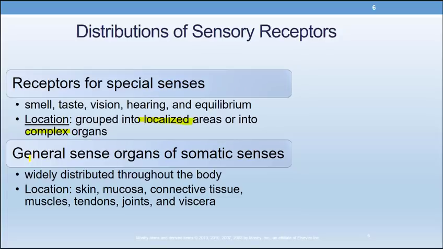Whereas general sense organs, rather than special, are found more widely distributed throughout the body. They're going to give you information about things such as touch, temperature, position, your location, vibration. They'll be found in the skin, mucosa, connective tissue, muscles, tendons, joints, and viscera.